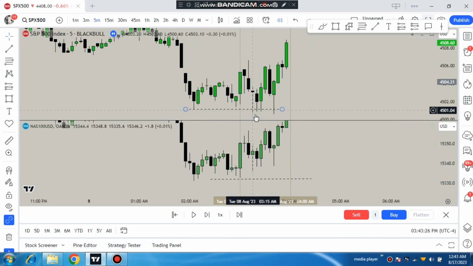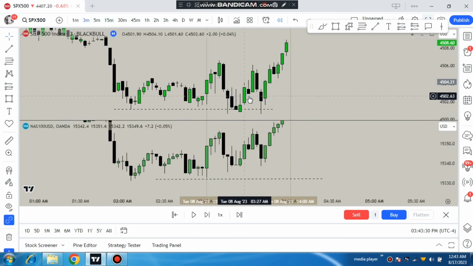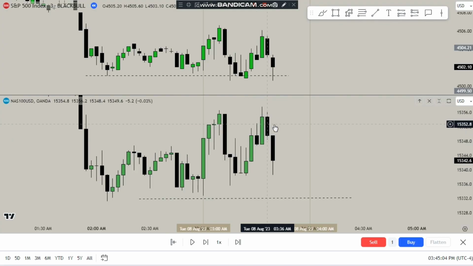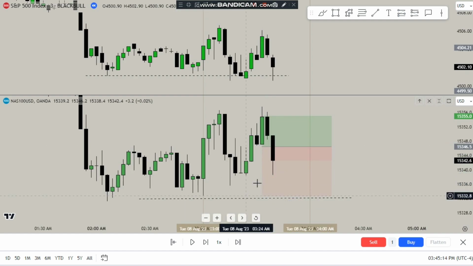So when the divergence is clear, as I already told you, you can check the 3-minute if there is any fair value gap and that gap has got filled. So on 3-minute, you can see that there was a fair value gap here and it got filled. So your entry will be around here and stop loss will be below this swing lows.